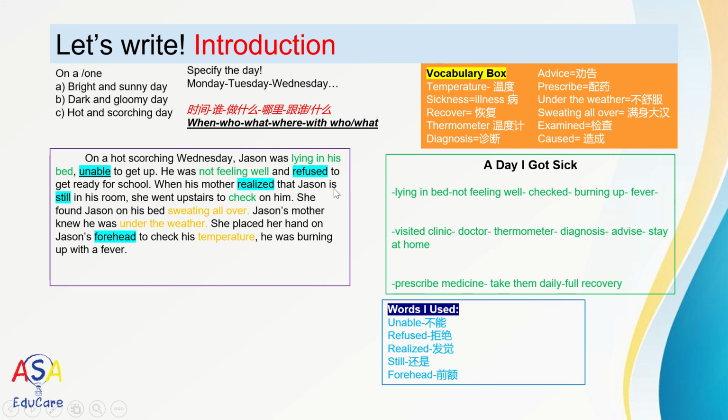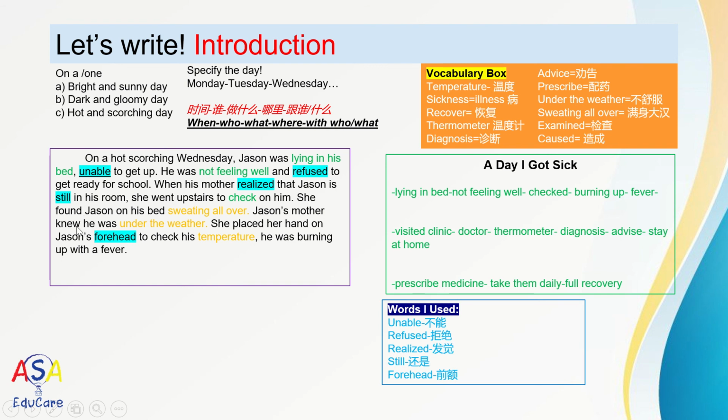She found Jason on his bed, sweating all over. If you want to be extra, you can say the bed is also full of his sweat. Jason's mother knew, make sure also past tense, knew he was under the weather. She placed her hand on Jason's forehead to check his temperature. If you want, you can also use thermometer here, since the picture has a thermometer. He was burning up with a fever. So the first paragraph should be about this much.